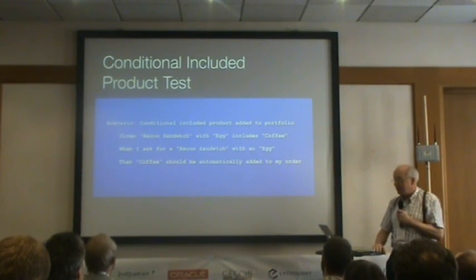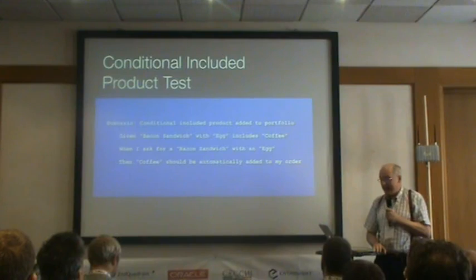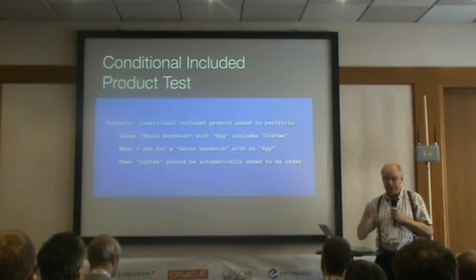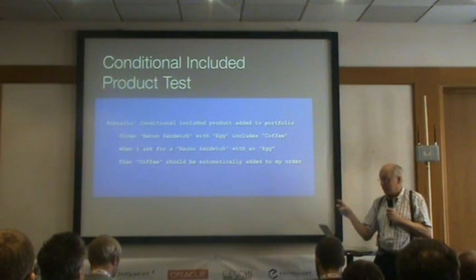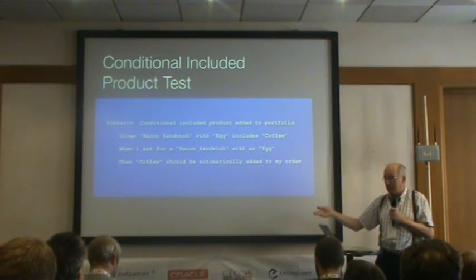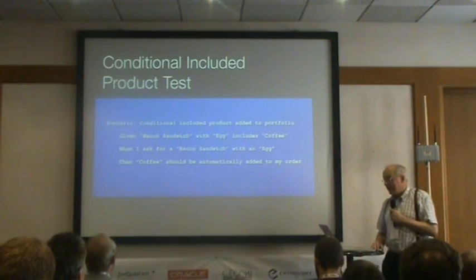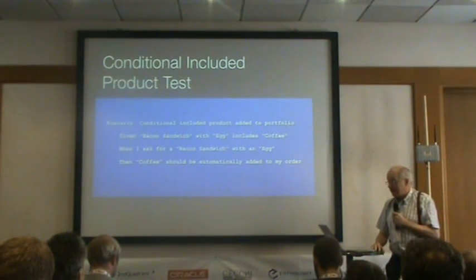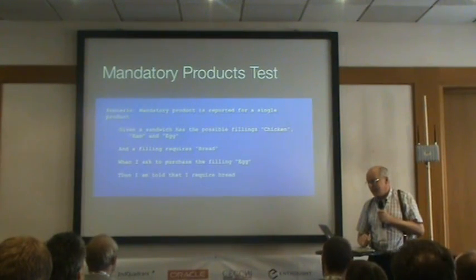Here's a conditional product: given bacon sandwich with egg, includes coffee. You can imagine all the different scenarios that this could apply to. You've got a number of products that have to include something else free of charge, or it's a requirement for a customer to buy one of something. When I ask for a bacon sandwich with an egg, then coffee should automatically be added to my order.